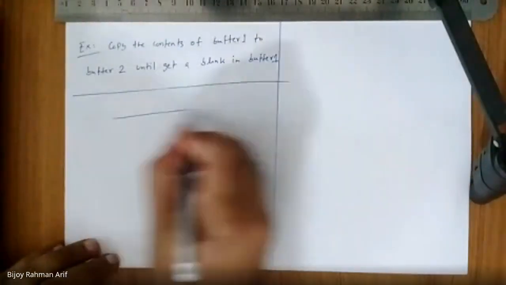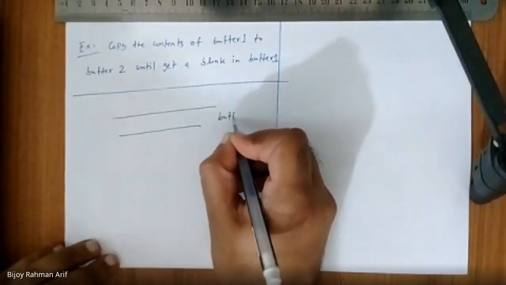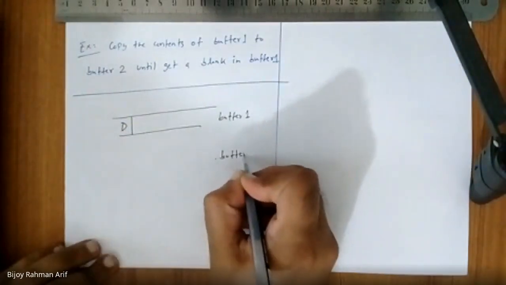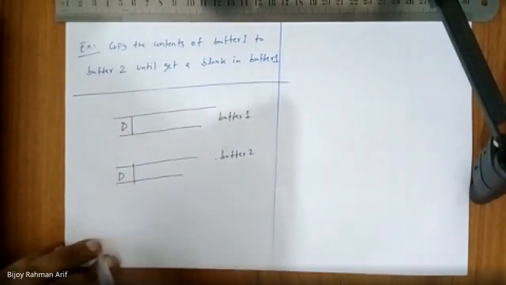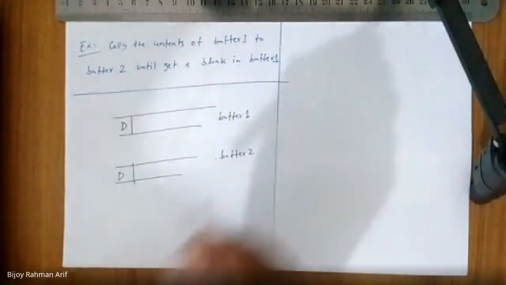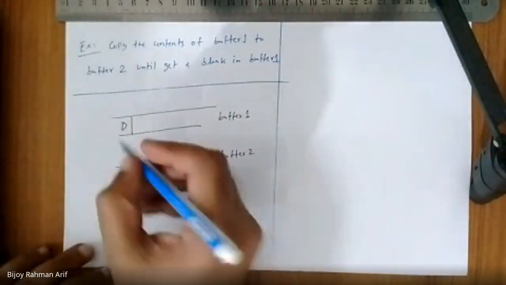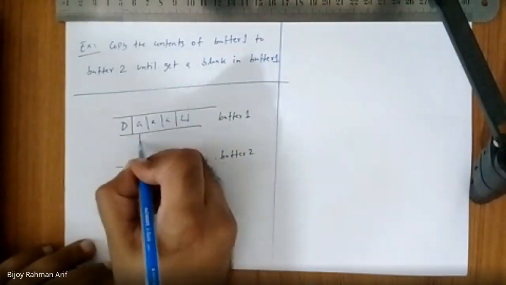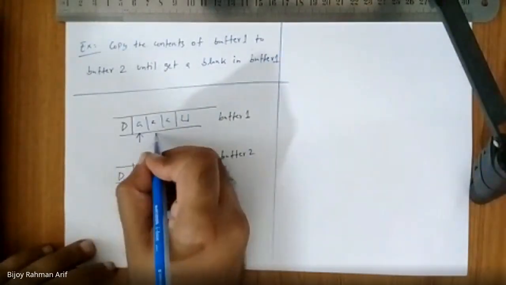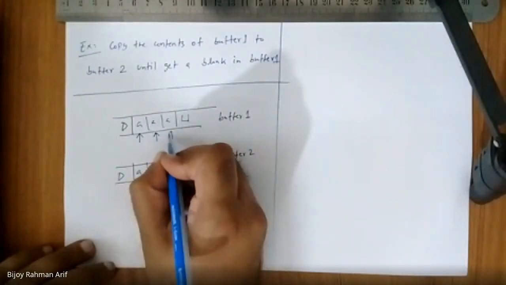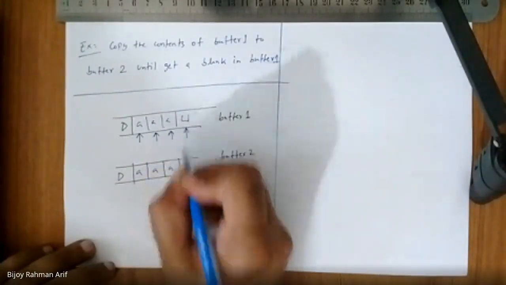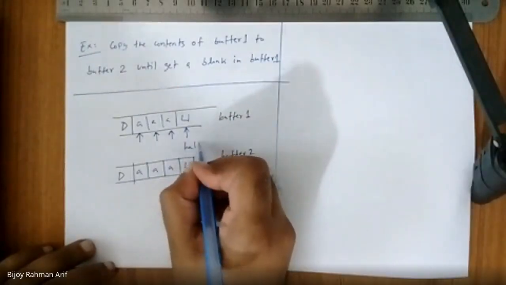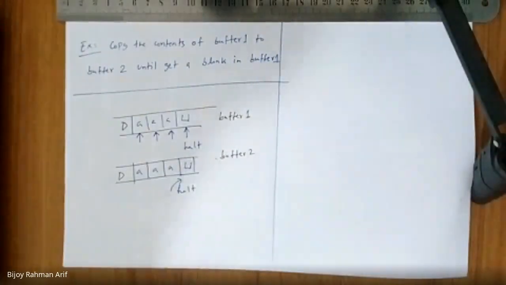Let's assume this is buffer 1 and this is buffer 2. This is buffer 1, this is buffer 2. We have, like this, A A A blank. So what we are going to do: we get the A here, we write A here. We get another A here, we write A here. We get another A here, we write A here. We get a blank here, we write a blank here, then halt. So what would be the Turing machine for this?